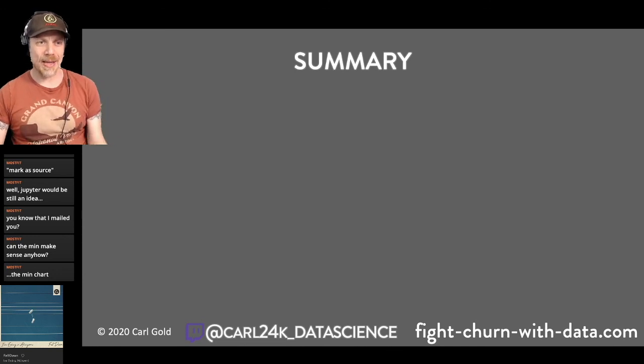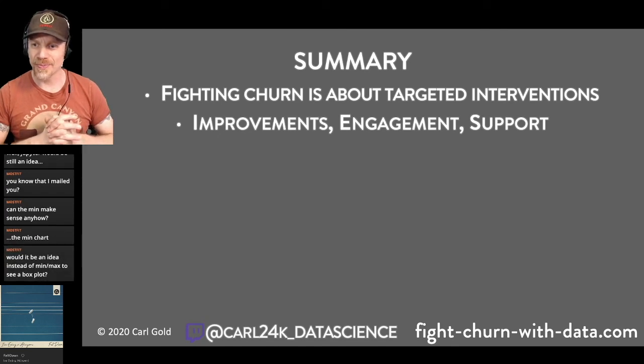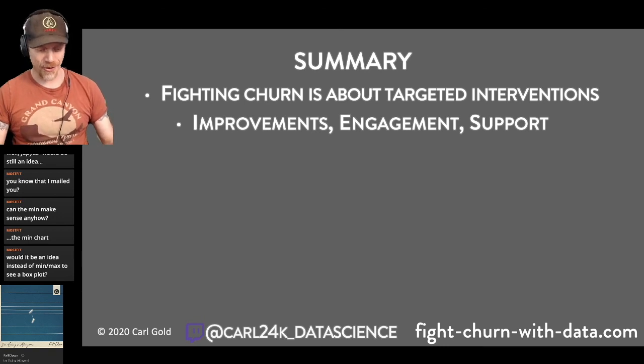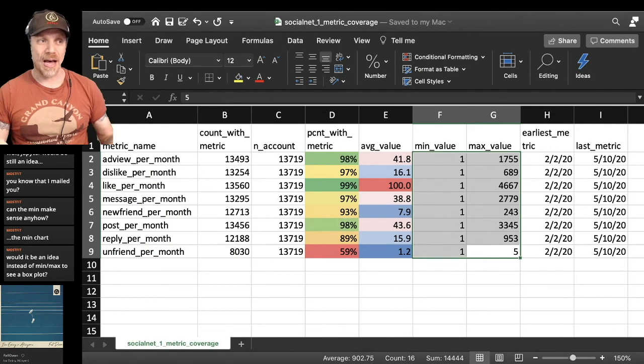So let's see, summary. Fighting churn is about targeted interventions, which include, good idea about the box plot, but let me just go through my summary. We can address the box plot first, actually. So MOSFET, you're saying to make a box plot for each metric would be a really great idea. You could make a series of box plots in one chart, and that would be a good summary of this data, showing the average or the median, and then whiskers for the minimum or maximum. So that would be great.